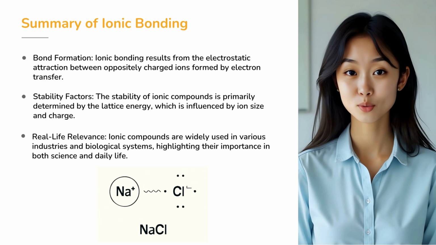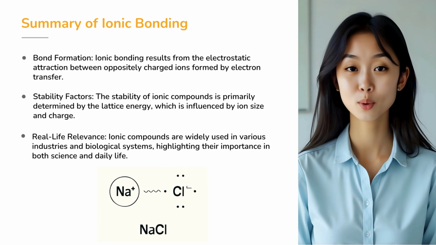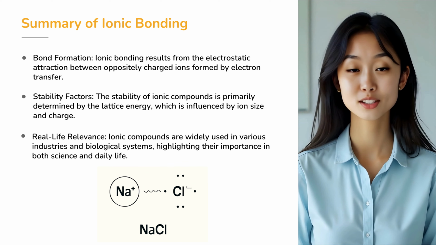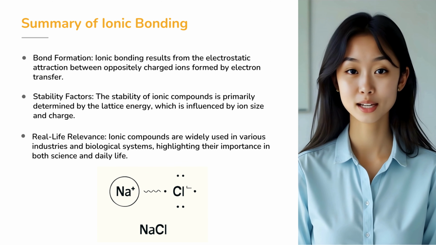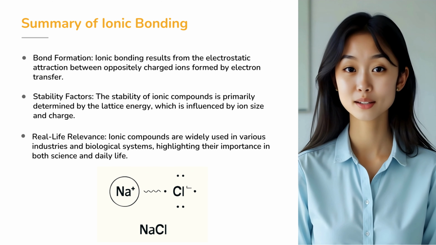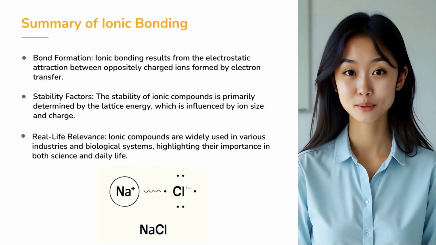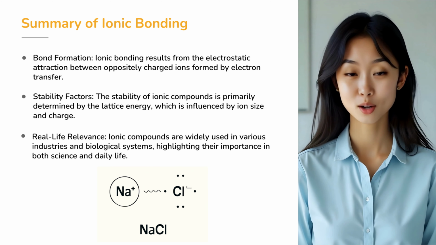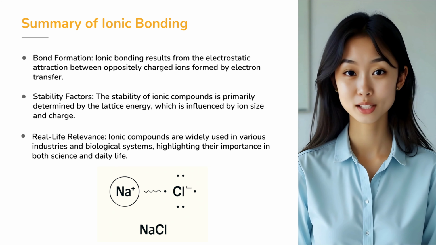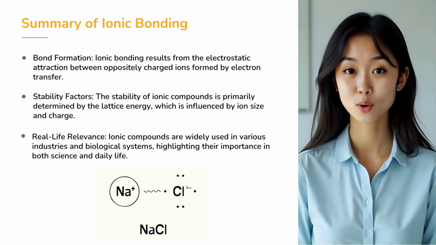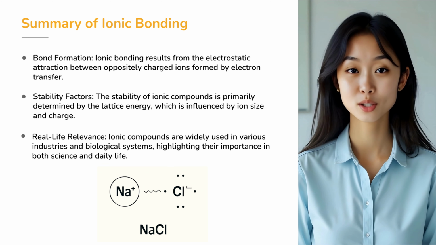Let's quickly review what we've learned about ionic bonding. Ionic bonds are formed through the transfer of electrons, creating positively and negatively charged ions that attract each other. The strength of these bonds is determined by lattice enthalpy, and ionic compounds have unique properties like high melting points and the ability to conduct electricity when dissolved in water.